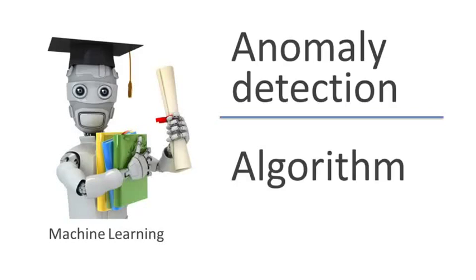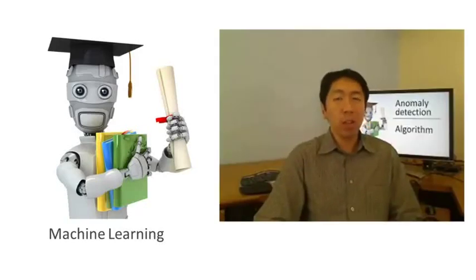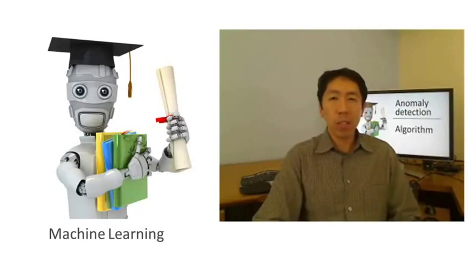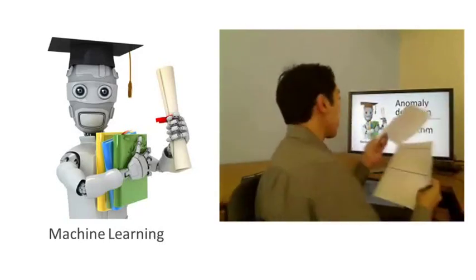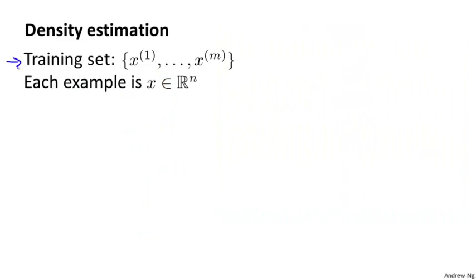In the last video, we talked about the Gaussian distribution. In this video, let's apply that to develop an anomaly detection algorithm. Let's say that we have an unlabeled training set of m examples, and each of these examples is going to be a feature in R^n. So your training set could be m feature vectors from the last m aircraft engines that you manufactured, or it could be features from m users or something else.